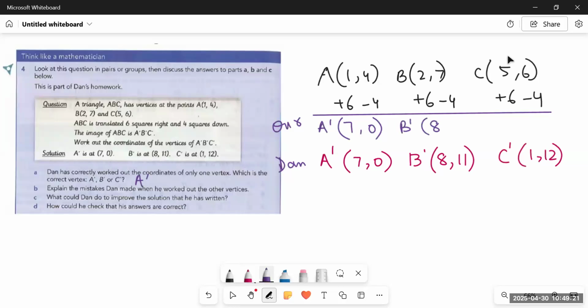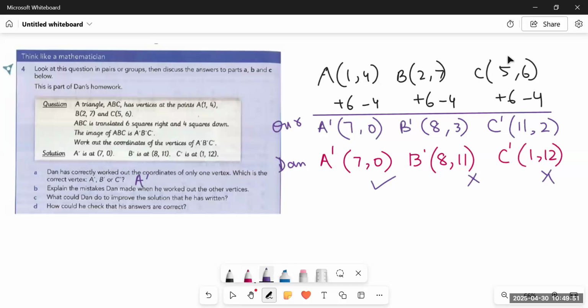Similarly, 2 plus 6 is 8. And 7 minus 4 is 3. So what mistake has Dan made over here? He has added 7 with 4 instead of subtracting it. And then for C dash, it would be 5 plus 6 is 11. So here he subtracted 6 from 5 and got 1. And 6 minus 4 is 2. Also, he has made a mistake over here. So B dash and C dash are wrong, but A dash is correct.